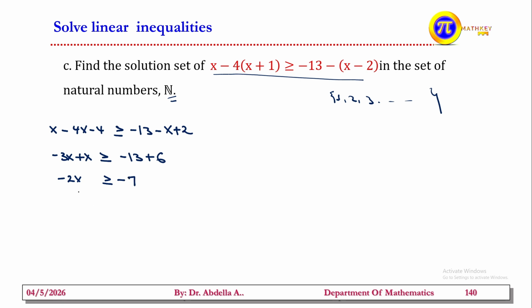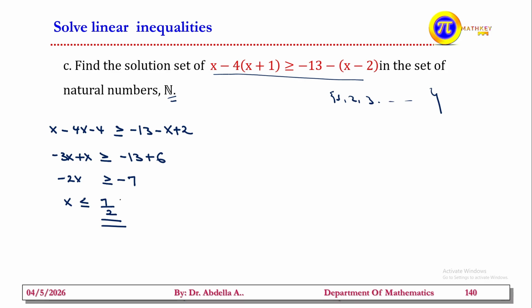Again we divide both sides by negative 2 since there is a sign change. Why? Because the x coefficient is negative 2, so here the sign changes. So divide both sides by negative 2. x is less than or equal to 7 over 2. This is the solution for our problem. But this is the value for x. We consider that x must be in the set of natural numbers.